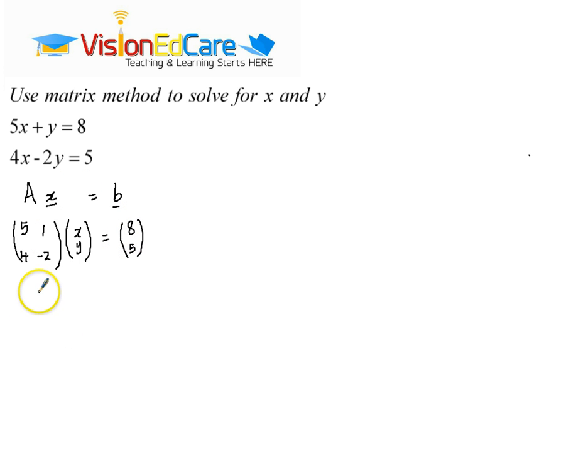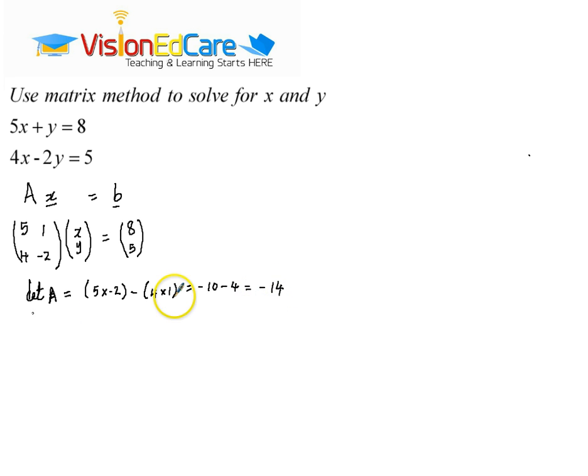Now the first thing we need to do is to find the determinant of A. So to find the determinant, we multiply the elements in the leading diagonal, so we have 5 times minus 2, minus the product of the elements in the non-leading diagonal, which is 4 times 1. So that gives us minus 10 minus 4, and that gives us minus 14.